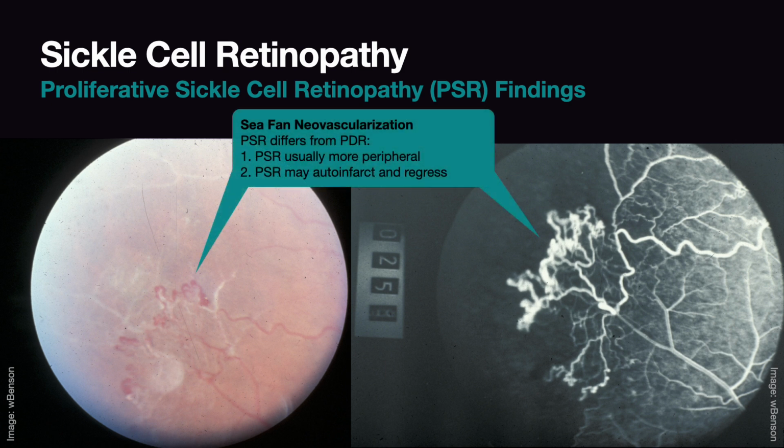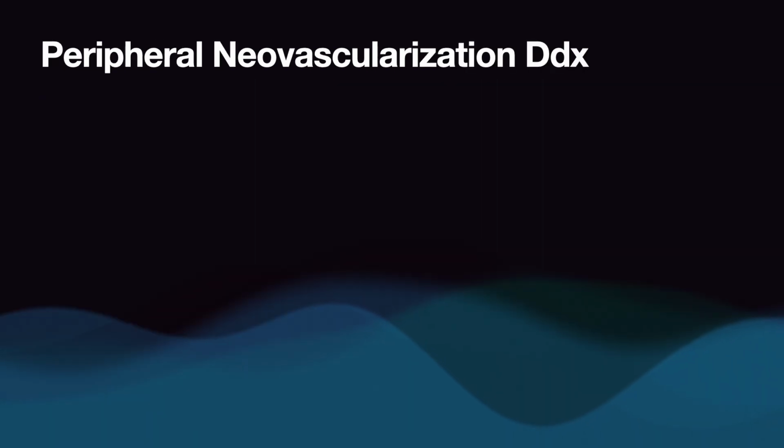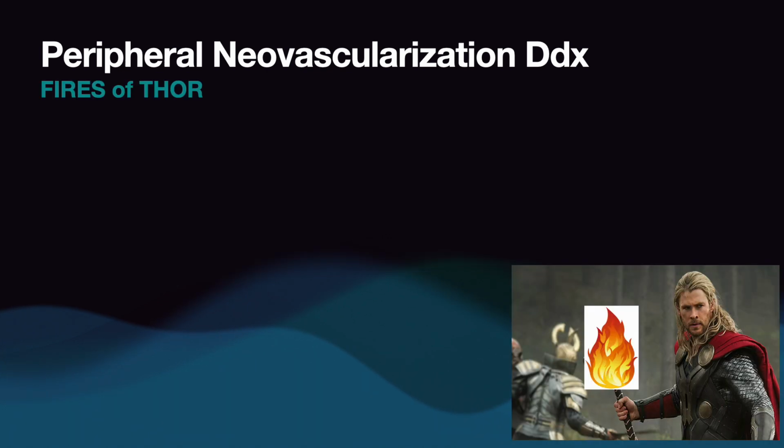Here we see the CFAN. It differs from PDR in that it's usually more peripheral, and it also may auto-infarct and regress on its own. That's why some people don't always advocate sectoral PRP in these cases, although most of the people I know that treat sickle cell do. Here's a good mnemonic: peripheral neovascularization differential, fires of Thor.